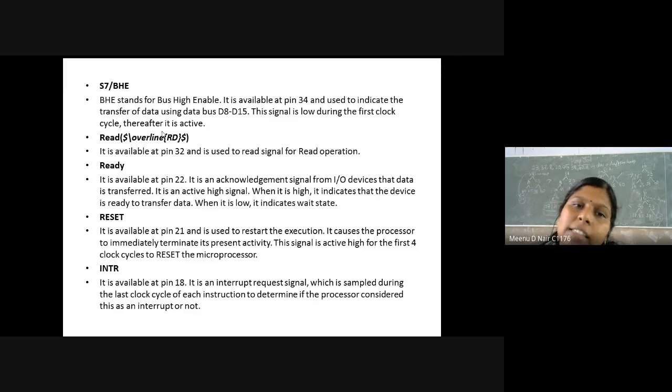Similarly, the write signal, you can call it a write operation. Ready means an acknowledgement signal from the input output device that data is transferred.